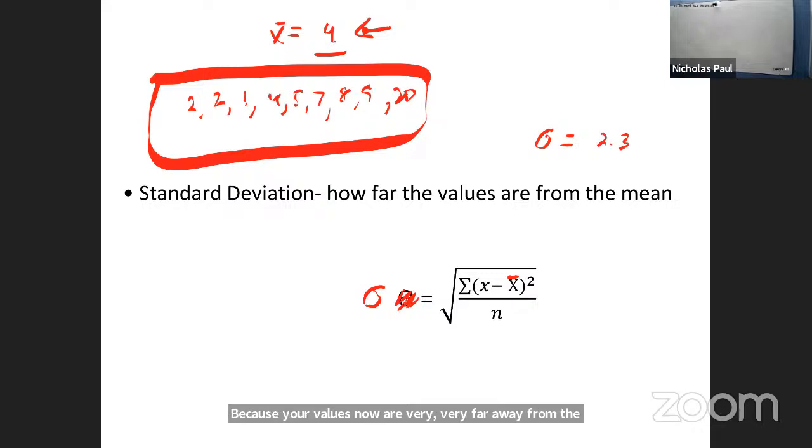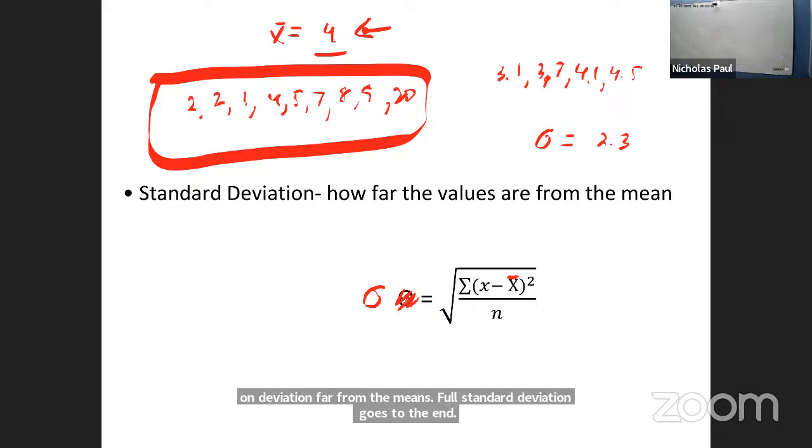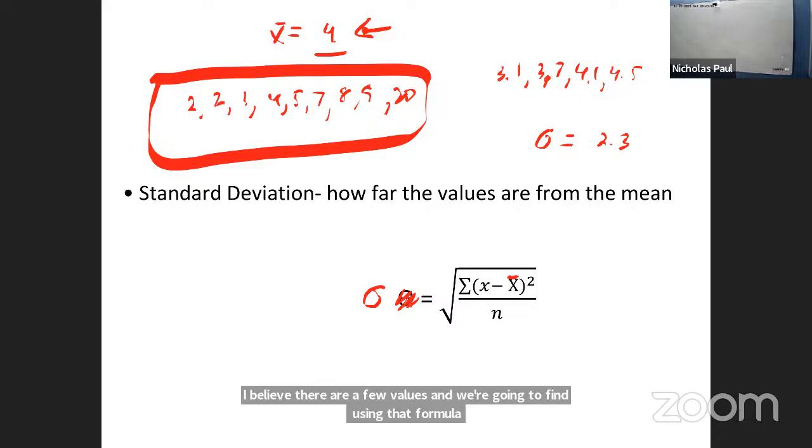If your values go like this, 3.1, 3.7, 4.1, 4.5, and so on, that will give you a very small standard deviation. Why? Because the values are close to the mean. So, big standard deviation, far from the mean. Small standard deviation, close to the mean. That's all. I'm going to give you a few values, and using that formula, we're going to find the standard deviation.